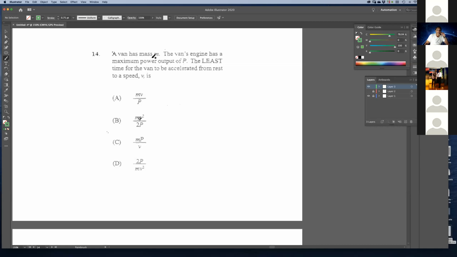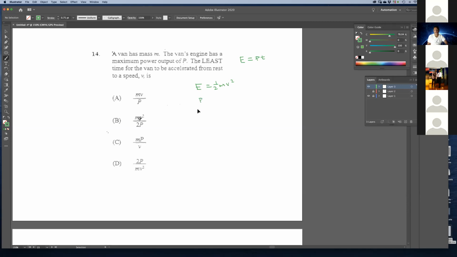A van has a mass M. The van's engine has maximum power P. The least time the van will take to accelerate from rest is... Now, we know that E, kinetic energy, is equal to half mv squared. We also know that E is equal to PT. I can replace this E because I know the power, I don't know the energy. I know the power.